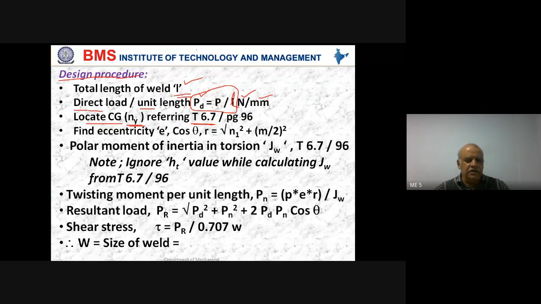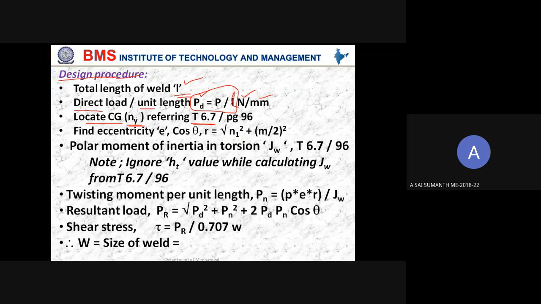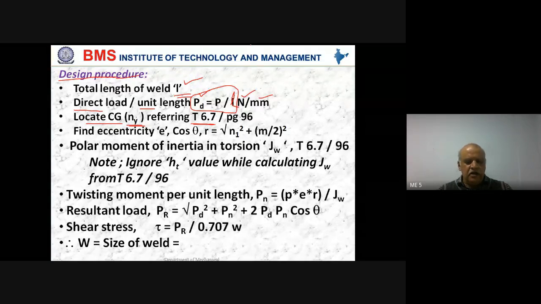On the left hand side of the column, what is there on the top? Page number 96, not 97. The type of weld. The next column is section modulus in bending, correct? And the last one is polar moment of inertia in torsion, that is the J value.